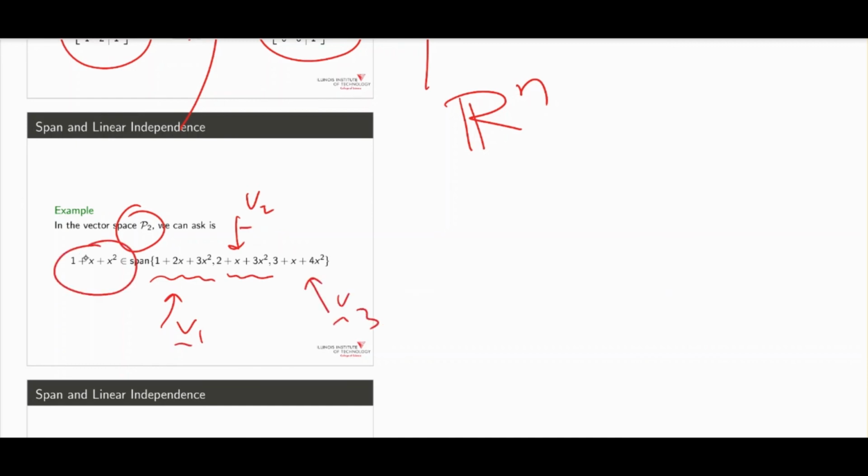So the question is, if you pick an element in P2, is this element in the span of these three vectors? What you need to do is follow the definitions, which means you need to find the numbers K1 of V1, K2 of V2, K3 of V3, and see whether or not you can get 1 plus x squared. We have seen something like this before. We want to find K1, K2, and K3 so that K1 of this, K2 of this, and K3 of this will give you this. Nothing really new.